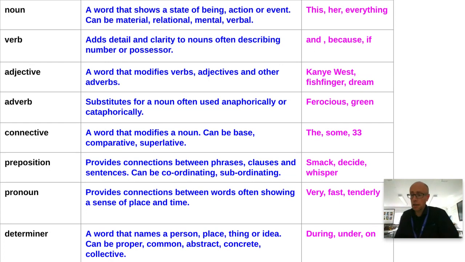And then we have mental verbs, which are obviously things that are going on with your thoughts and feelings, like I believe. And then you've got verbal verbs as well, which means how something is said. So said, exclaimed, whispered, etc. So those are all verbs.